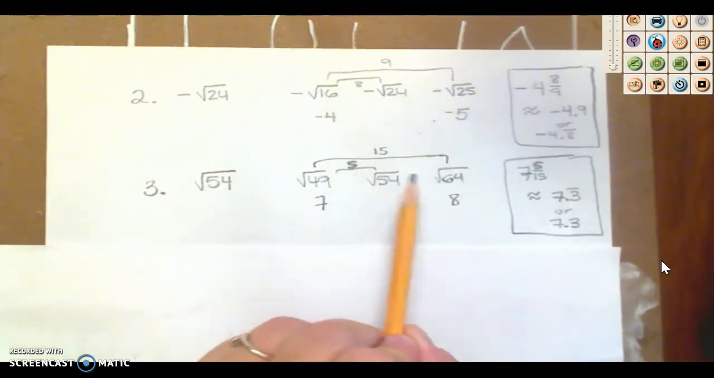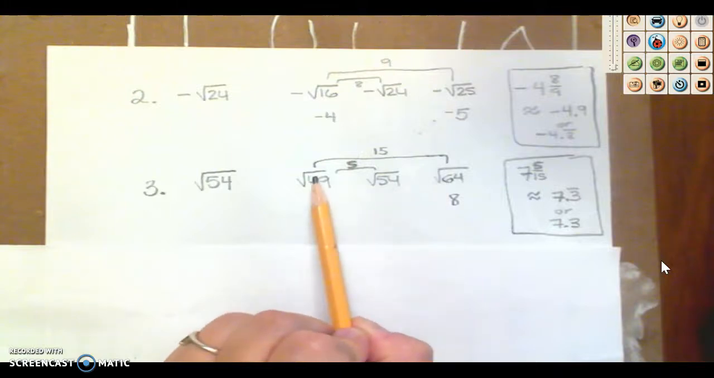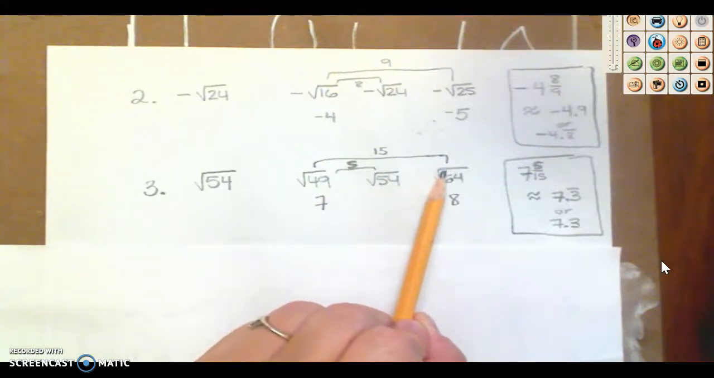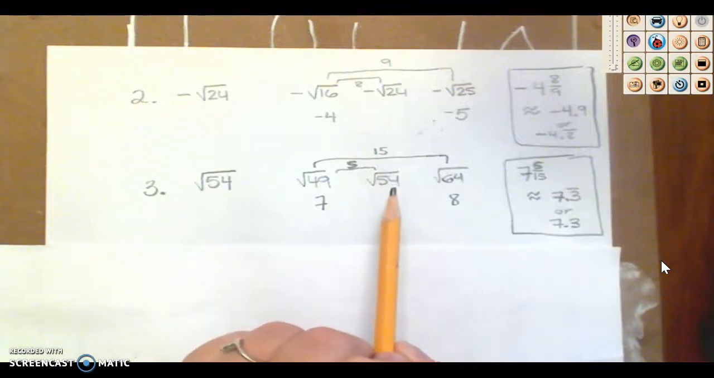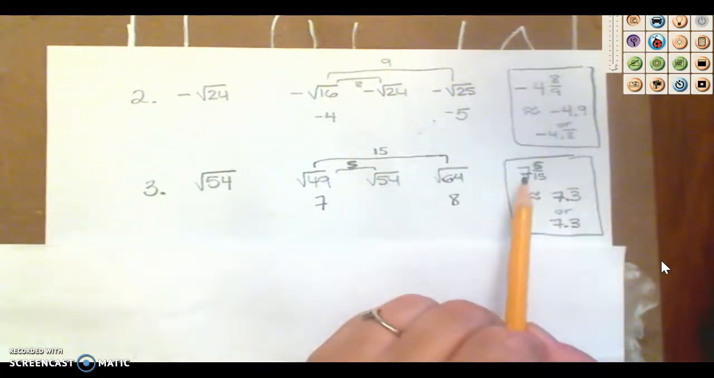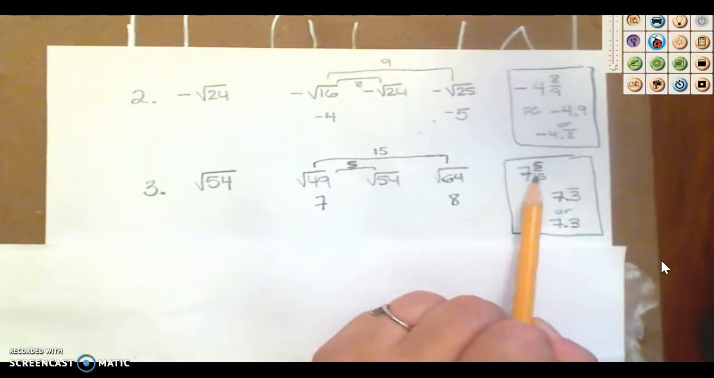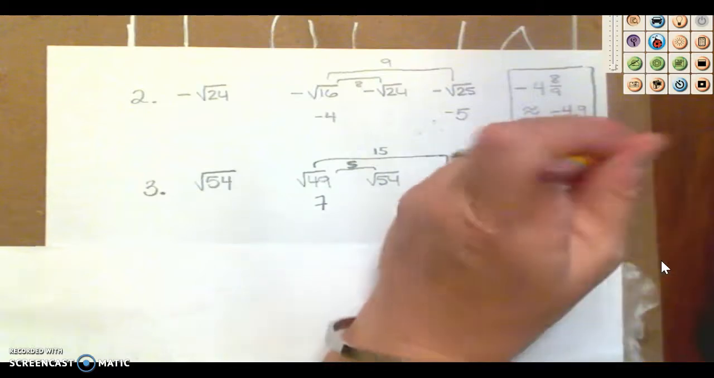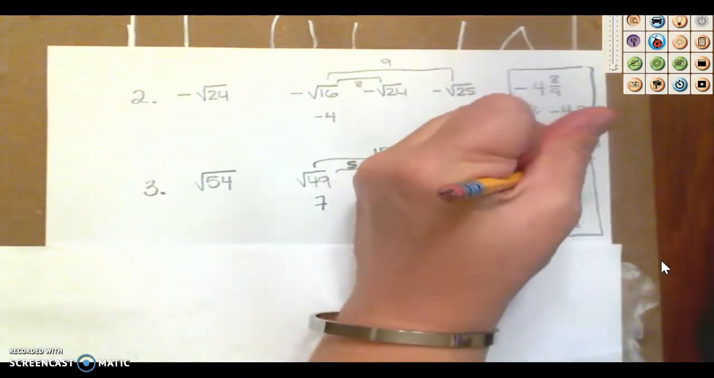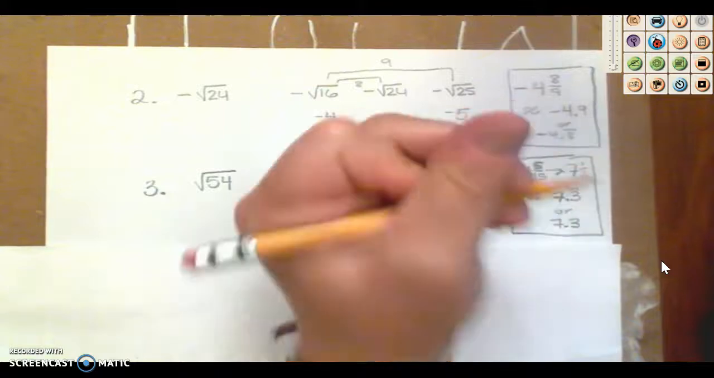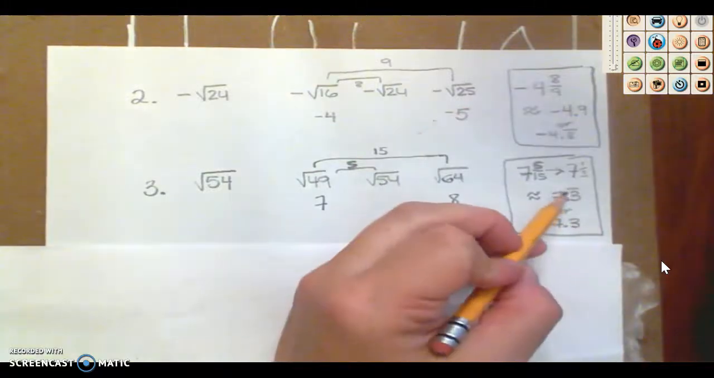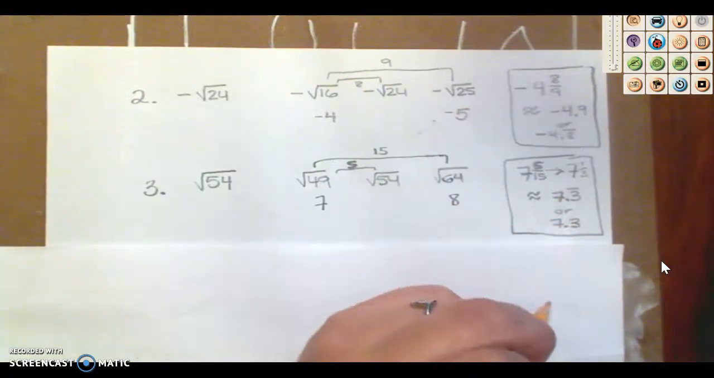And the same thing for 54. 54 is between 49 and 64. It had a total of 15 steps to get to the next perfect square, but it only made it 5 steps out of that 15. So again, in this case it was 7 5/15. If you simplified it, which I should have simplified it, it would be 7 1/3, or 7.3 repeating, or if you didn't put the repeating bar, just 7.3.